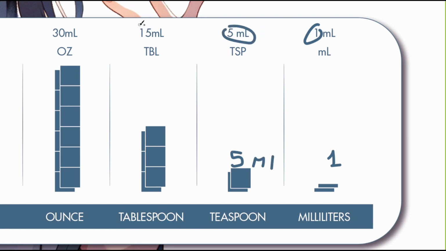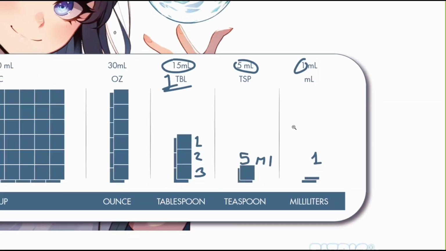And the next, 15 milliliters, would be 3 teaspoons, which is 1 teaspoon, 2 teaspoons, 3 teaspoons, would be 1 tablespoon. So it consists of 3 teaspoons, and 30 milliliters would make up a singular ounce, or 2 tablespoons, or in other terms, 6 teaspoons. Okay, awesome. Perfect. Thank you for helping us out with that review.